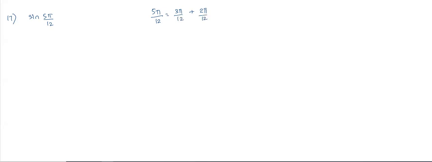Now what is 3 pi over 12? It is pi over 4. What is 2 pi over 12? It is pi over 6. So I can rewrite this as sine of pi over 4 plus pi over 6. Then I apply the sum formula, sine A cosine B plus cosine A sine B. Then I just plug in.